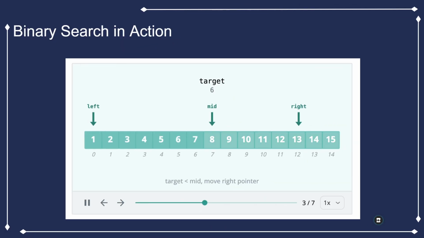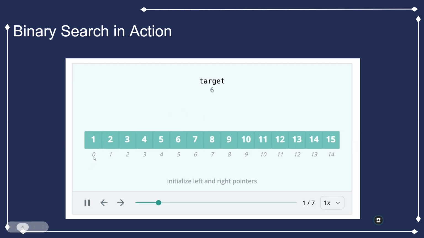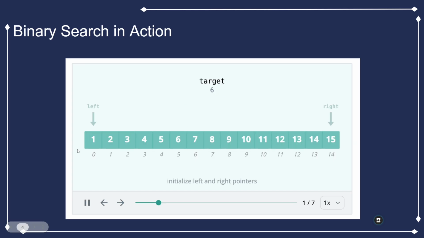Here is a little animation. Let's see what's happening here. In this particular scenario, I can see that it starts with index 0. So the beginning left and right are here. Then what we are looking for is target 6.